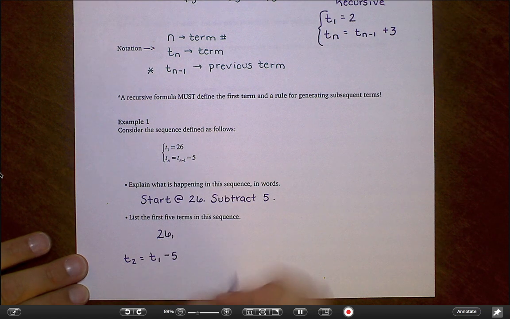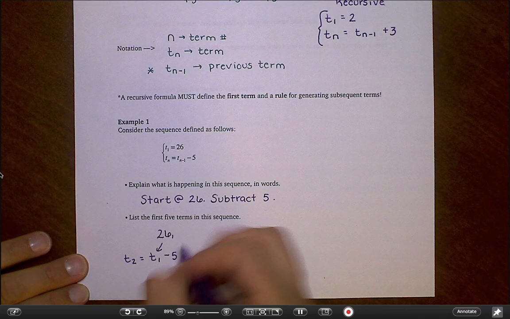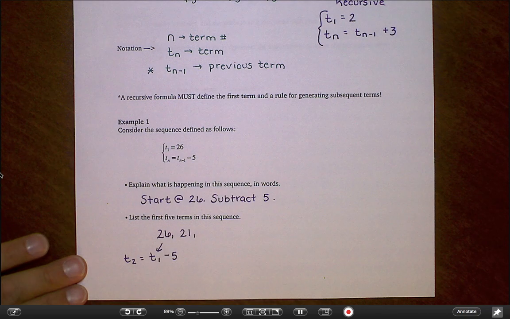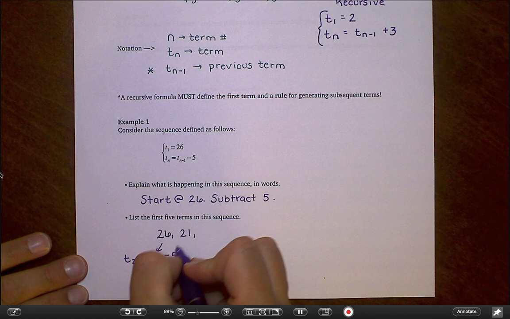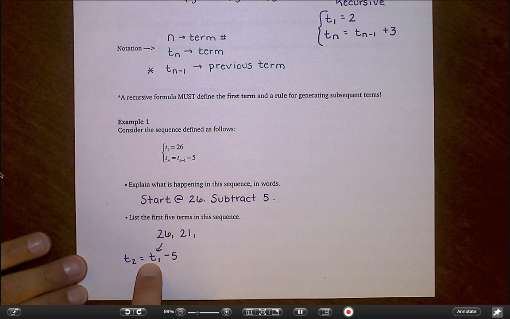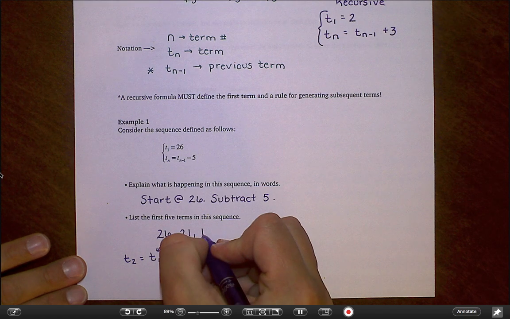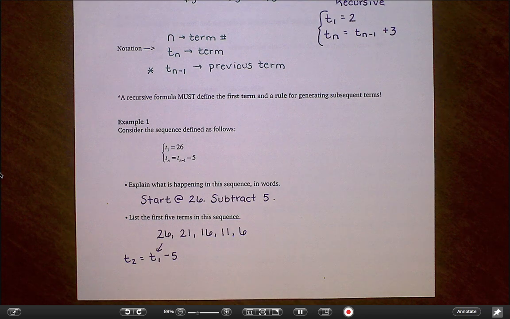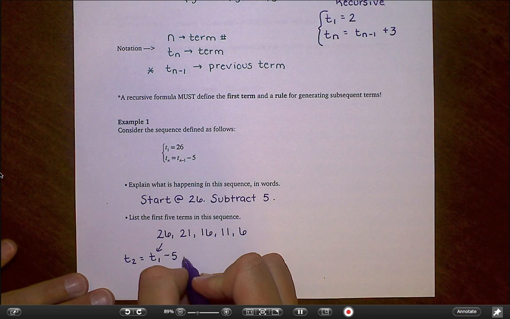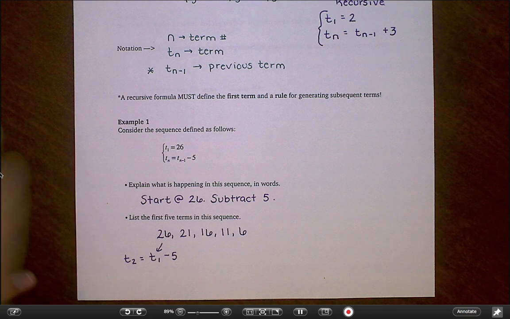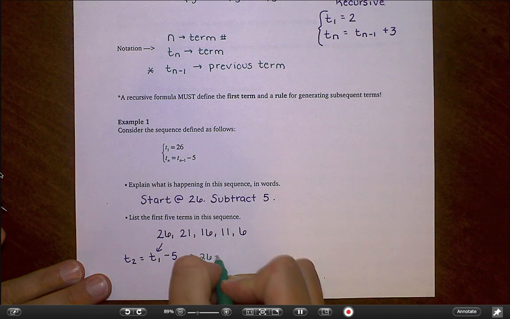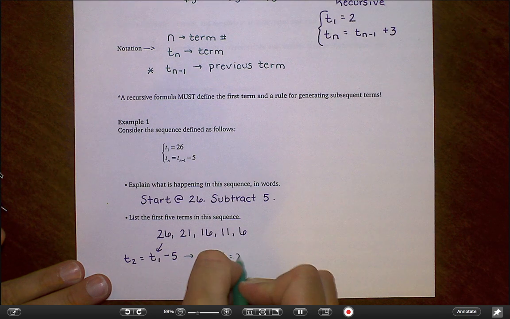Well, term 1 is 26. So 26 minus 5 is 21. And then I repeat. Then I'm going to take 21 and plug it in here. And 21 minus 5 is going to give me 16. And over and over and over again. There's my first 5 terms. Okay? So let's see. I'll write this out this way. This would be 26 minus 5, which is 21.